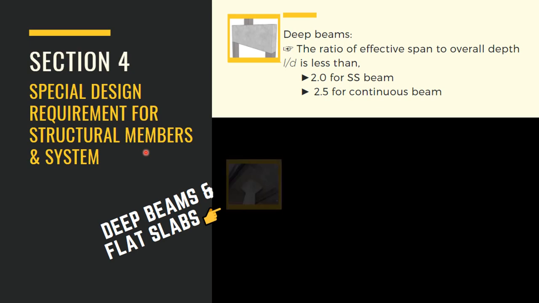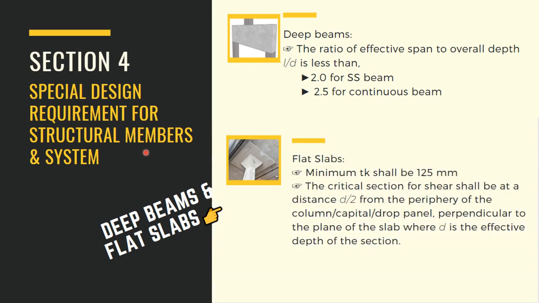And in case of flat slab, minimum thickness shall be 125 mm, and the critical section for shear shall be at a distance d by 2 from the periphery of the column capital or drop panel and perpendicular to the plane of the slab, where d is the effective depth of the section. This is all about the deep beams and flat slabs. And next we move on to walls.